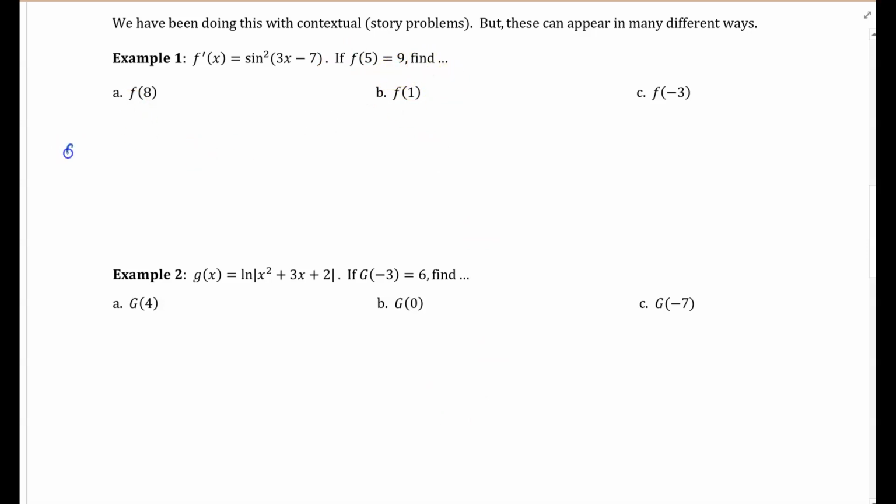Well, f of 8 is equal to, I'm going to use my start. So my starting value, how much f of 5 is, that's 9. And then I need the integral from 5 to 8 of my function, which is here, sine squared of 3x minus 7 dx. And so I'm just setting those up. I'm not going to actually integrate that value. We'll get to that in the next couple of weeks, how we integrate that. But there it is. That's the start plus accumulation model.